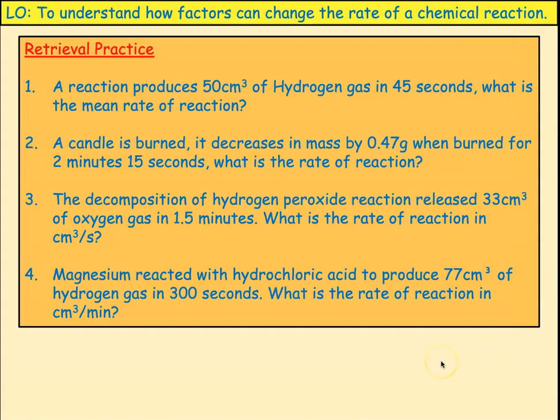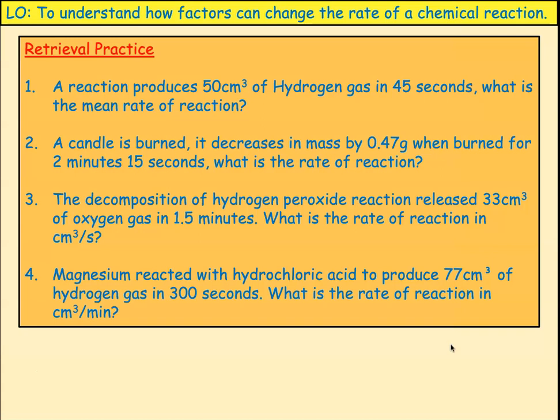We're going to start off, as we start every lesson, with a retrieval practice, and we're going to practice calculating mean rate of reaction. So, if a reaction produces 50 centimeters cubed of hydrogen gas in 45 seconds, what is the mean rate of reaction?